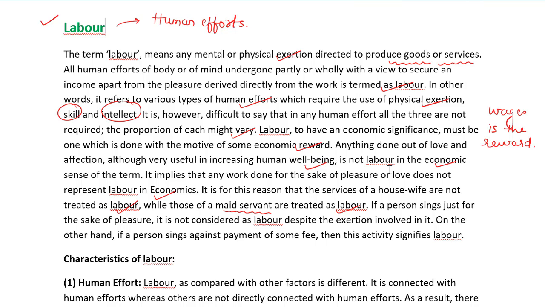She works over here, it's her job to work, and that is why there is some economic value. It is not because of love and affection with the family. So if a person sings just for the sake of his or her pleasure, it is not considered as labor despite the exertion involved in it. You should understand over here that financial term or fee or reward, wages, is very important in terms of labor. On the other hand, if a person sings against a payment of certain fee, then this activity involves labor.